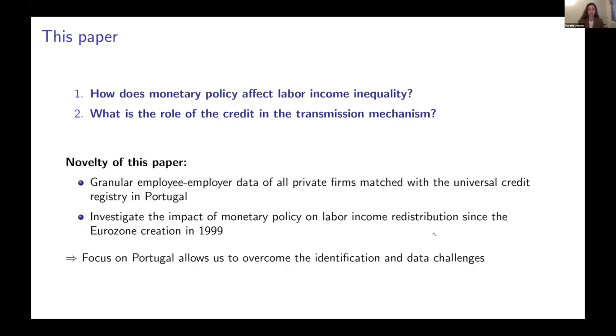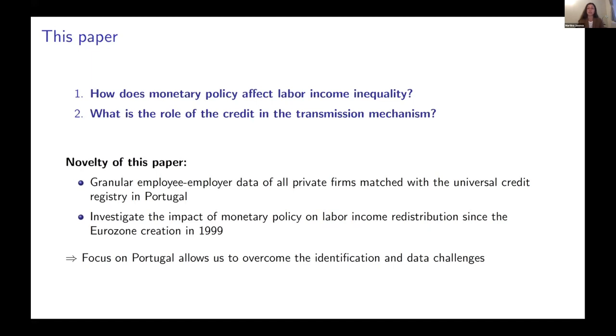So what do we do in this paper specifically? We try to tackle these challenges by looking into the setting of Portugal. I'll give you a couple more details a bit later, but let me tell you two important things now. We believe that the focus on Portugal allows us to overcome these two biggest challenges. On the data side, we are able to exploit a matching of the granular employee-employer data of all private sector firms. And we are able to match this with the universal credit registry of all bank lending in Portugal. On the identification side, we will be investigating the impact of monetary policy, which is set in Frankfurt by the ECB for the entire Eurozone, on the local labor income conditions in the Portuguese economy.